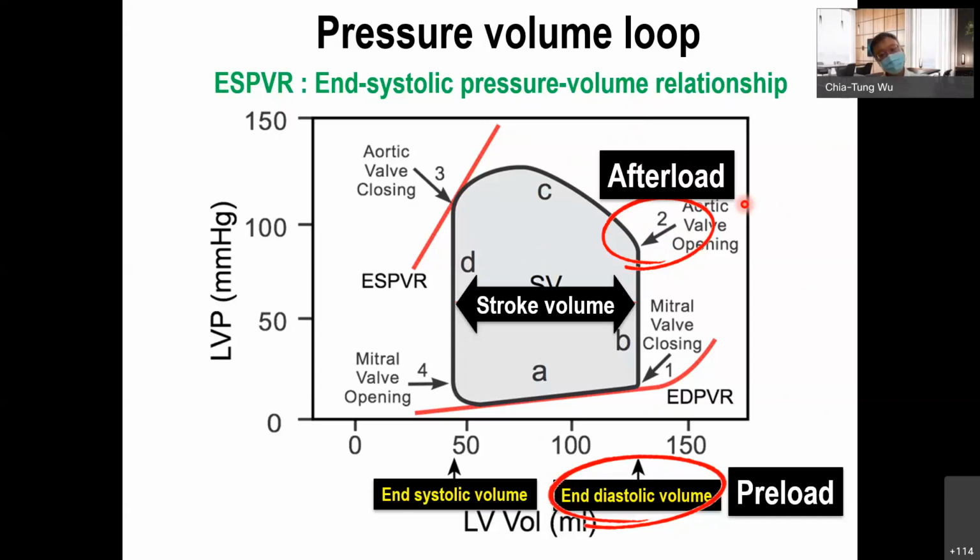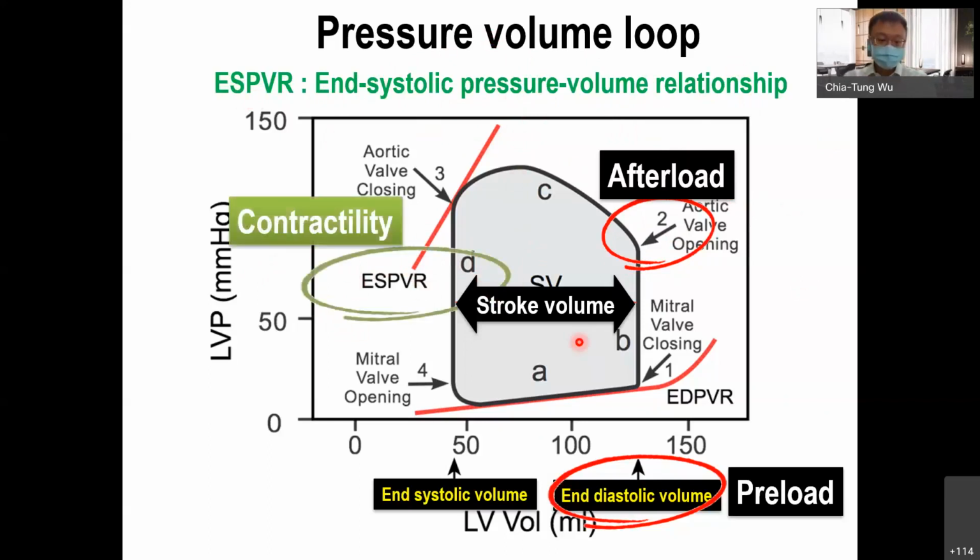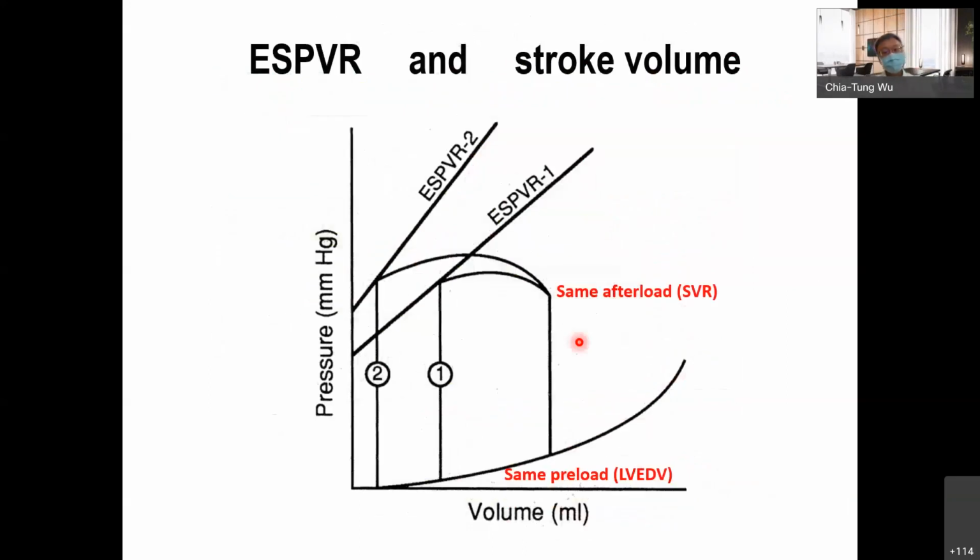And where is contractility? There's a red line over here. This is called ESPVR, the end systolic pressure volume relationship. This can represent the contractility of the heart. It's relatively difficult to understand. Let me explain this. Let me show you the ESPVR and the stroke volume.